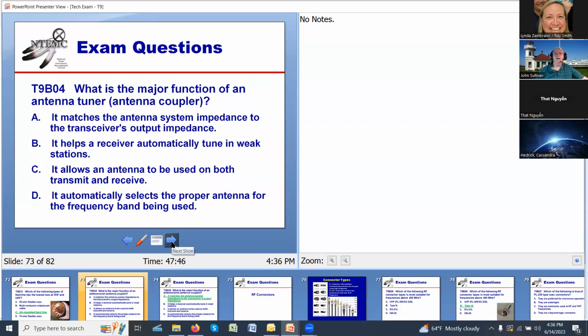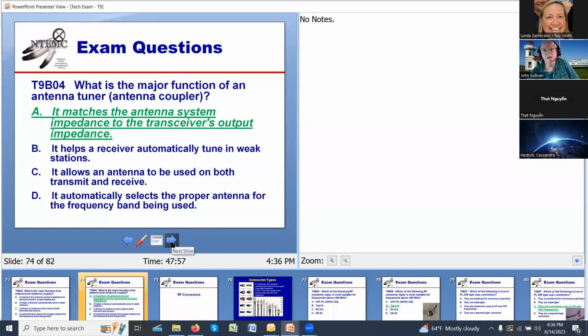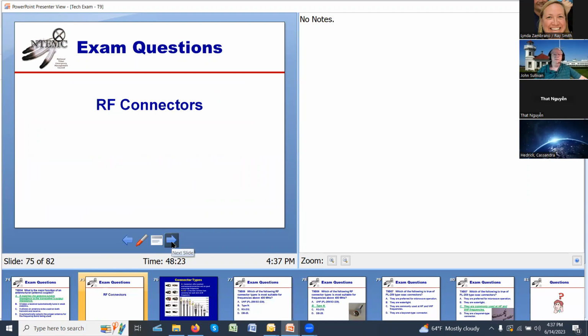What is the major function of an antenna tuner? Okay, so we didn't really get into this. We're going to talk about it now. An antenna tuner or coupler, its function is to match the antenna system impedance to the transceiver's output. That's the purpose of an antenna tuner. We want the transmitter to see 50 ohms in that antenna. So what a tuner does is it makes the antenna system appear to be 50 ohms or close to it to the radio. So it matches the antenna system's impedance to the transceiver's output impedance.